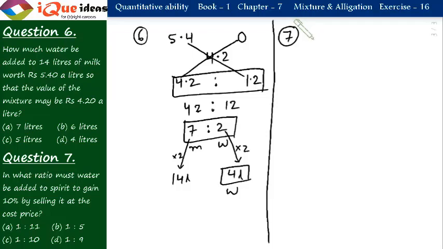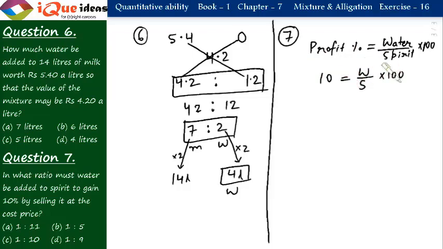Now this is a direct question of profit and loss, where we had learned that whatever is the defect upon the actual into 100 is the profit percentage. Here, profit percentage is equal to water by spirit into 100, since the defect is water and the actual thing is spirit. Profit percentage is already given as 10. We have to find the water and spirit ratio. So from here we get water by spirit is equal to 1 by 10. So the water to spirit ratio is 1 is to 10.